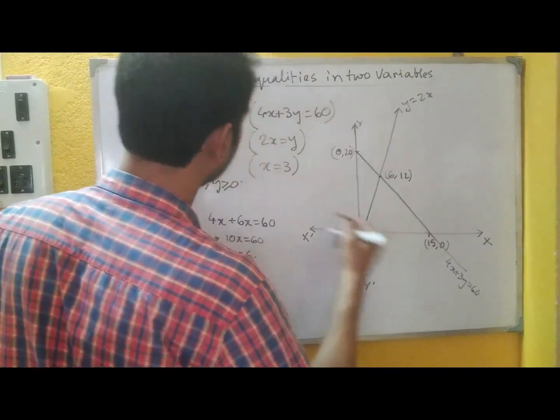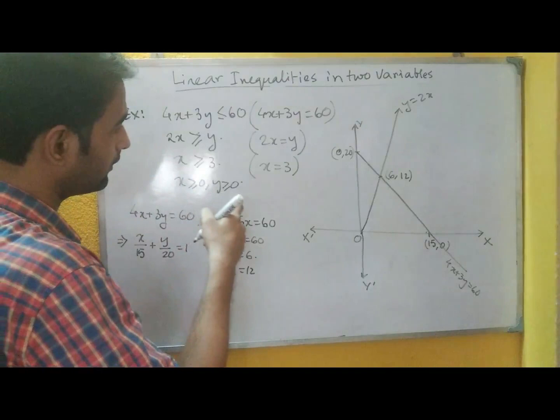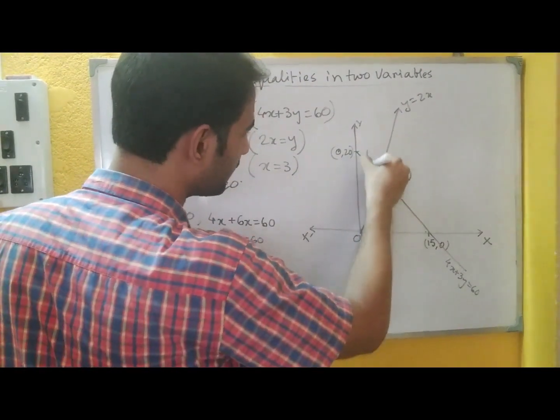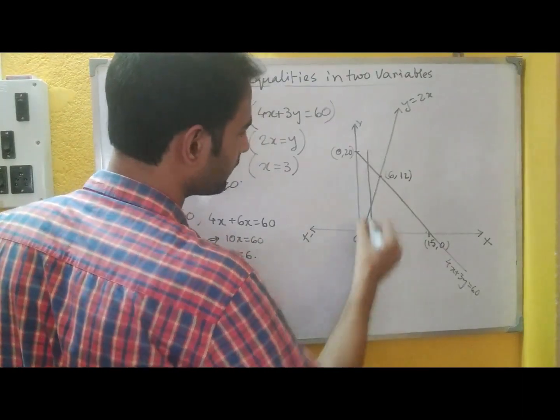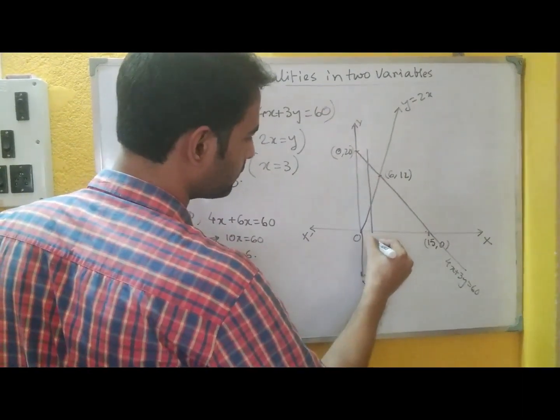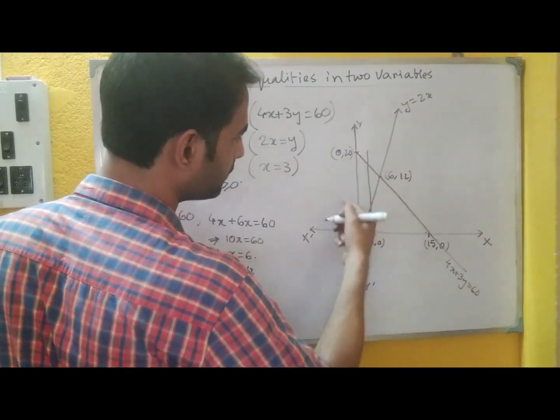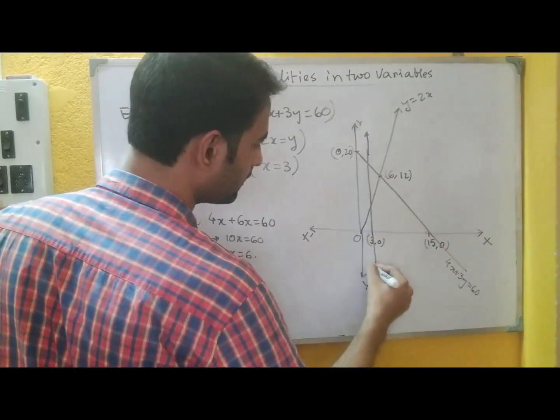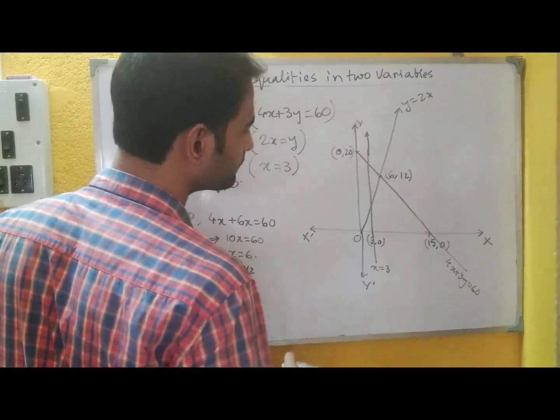So we can think that x equals 3 will be on the left side of this point. That means something here, because this point should be 3, 0. So it should be to the left of 6. So this line is x equals 3.